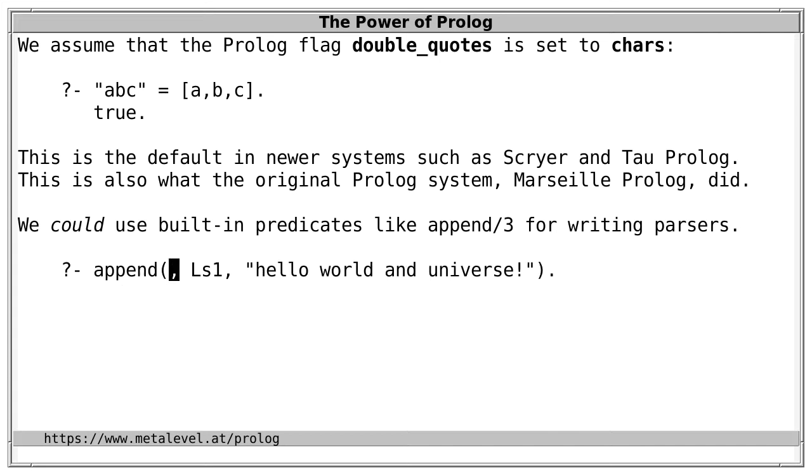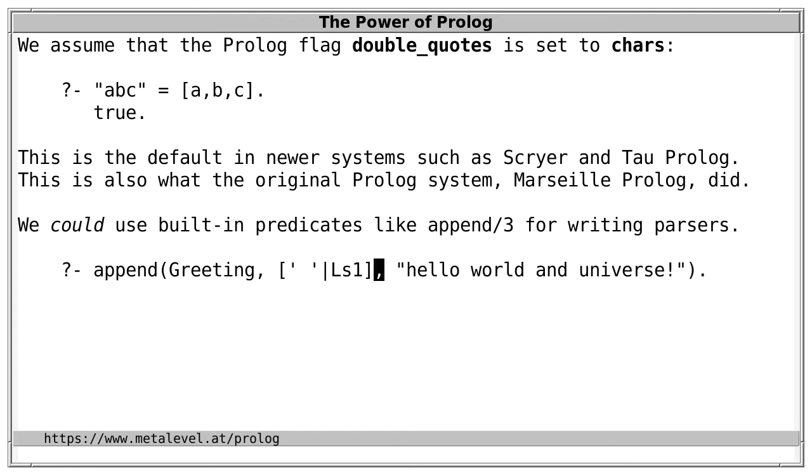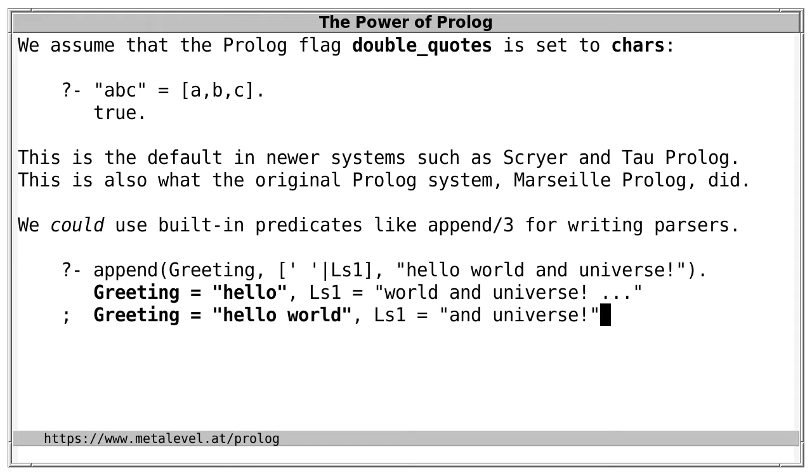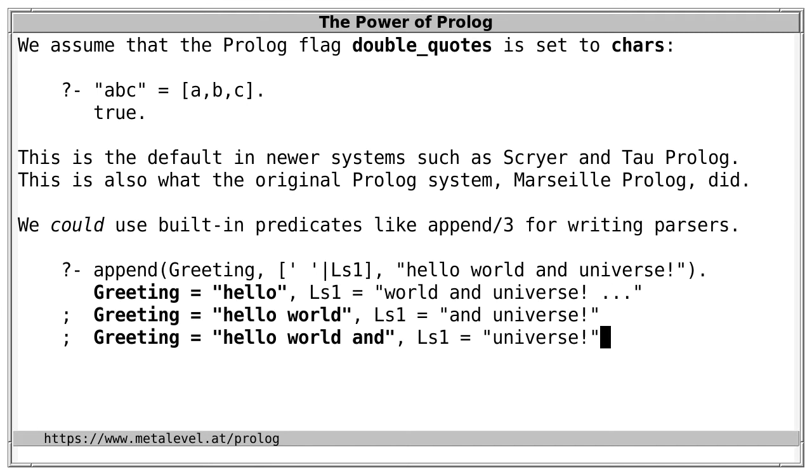Now, we can of course generalize this and say the string we want to parse starts with a greeting. It could be hello or also some other greeting. And we say that the greeting is followed by a space. So for example, in this case, the string is parsed in the sense that we have found the greeting, hello in this case. And on backtracking, we also get other solutions, such as hello world for the greeting, and also hello world and no other solutions.